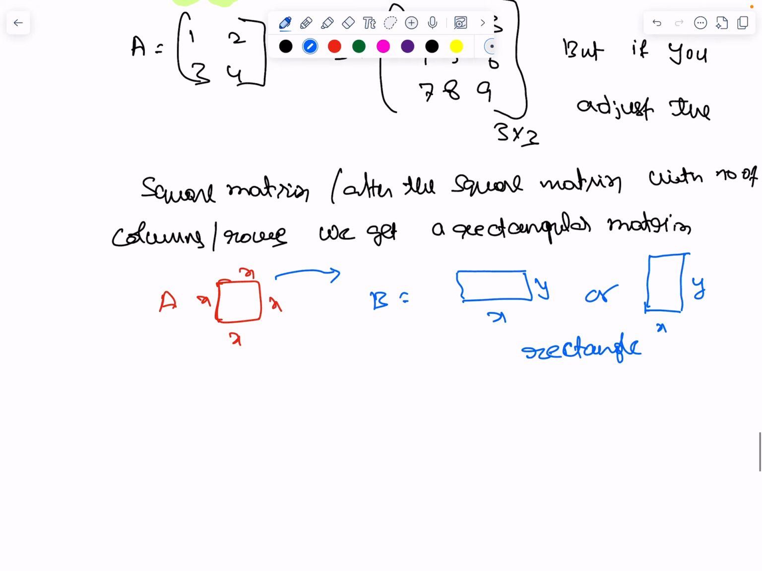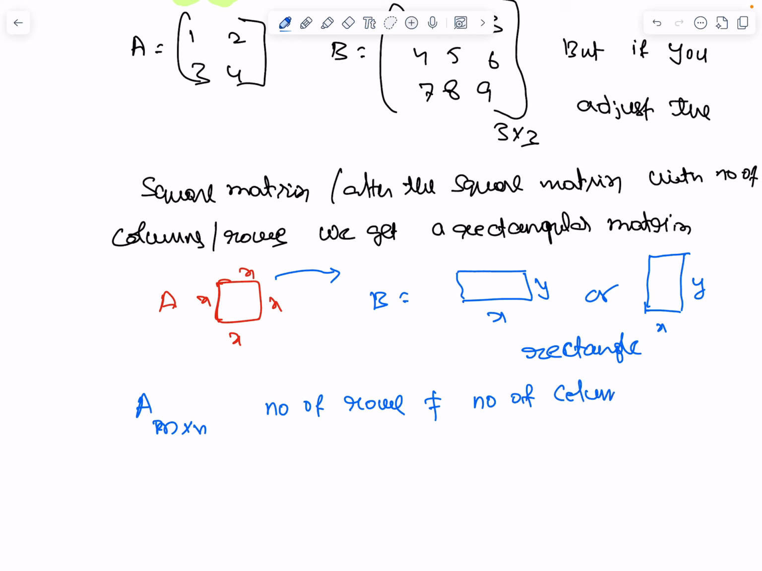Therefore, whenever a matrix is having different rows and different columns, that is m and n different, that is, whenever the matrix A is having the number of rows not equal to the number of columns, we call A a rectangular matrix.